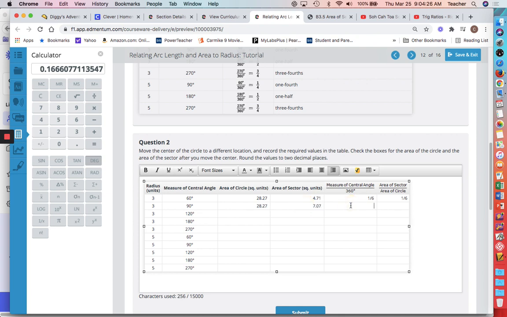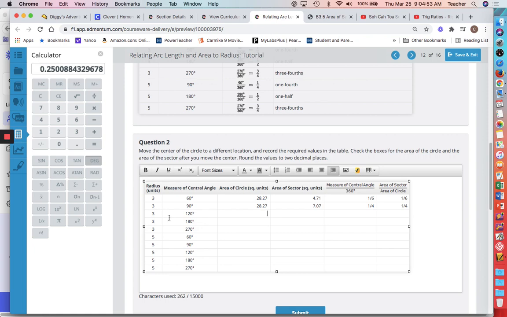All right, so now we're going to take our 90 divided by 360. We already know that's going to be 1/4. We did that earlier. All right, so area of a sector divided by area of a circle, so 7.07 divided by 28.27. I bet you can guess what it's going to be. Because if the first one came out to be the same, yep, that's pretty close to being a 1/4.